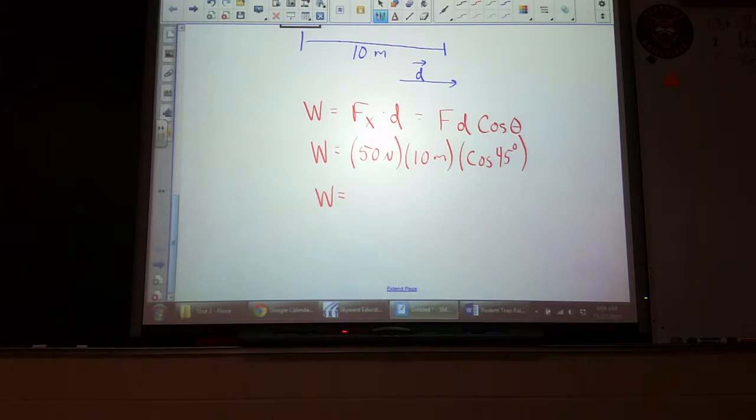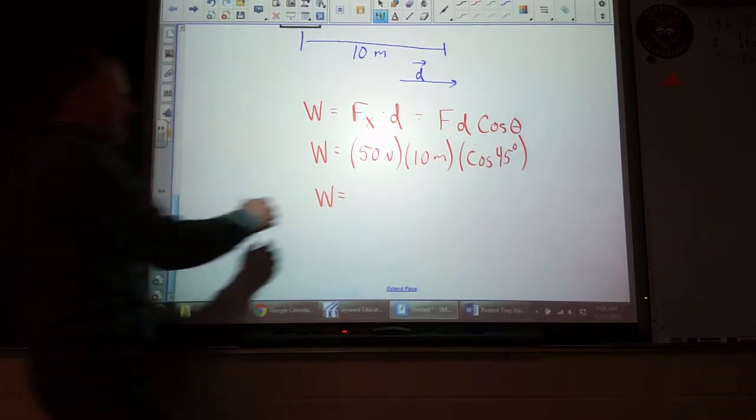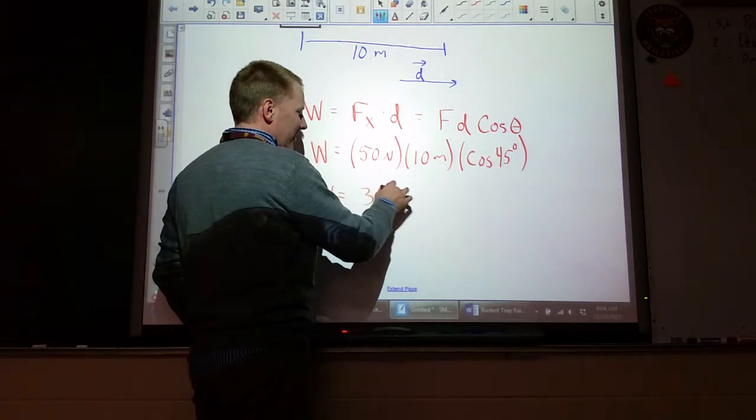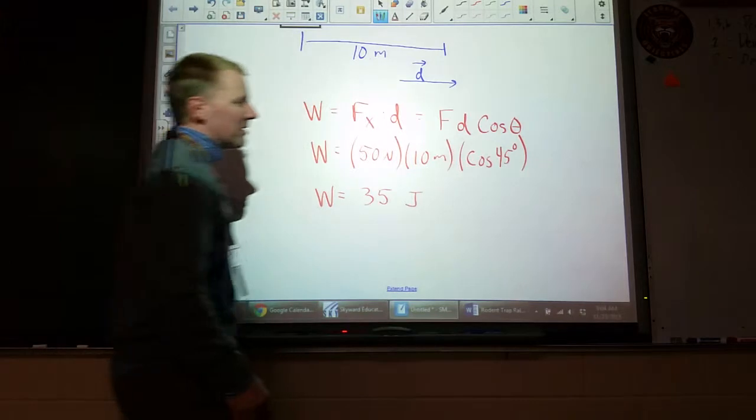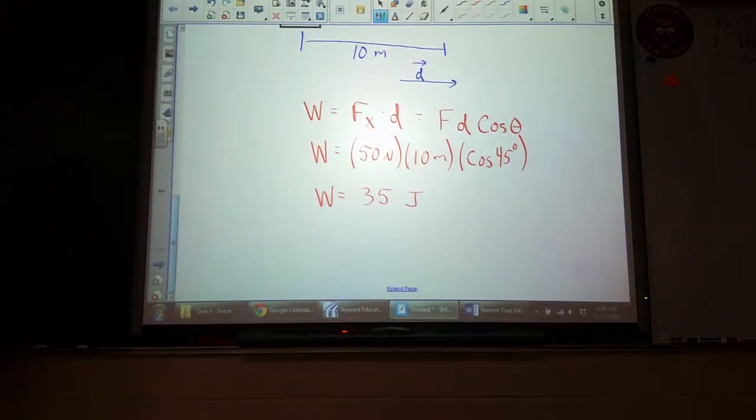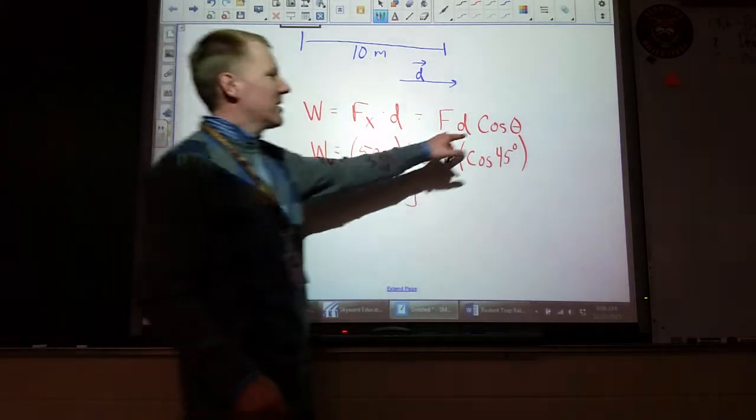Somebody got me? Ben? 35. 35.36, so 35 joules. So that's really the only trick with work. We have to figure out how much of that force is actually going parallel to our displacement, and that's where this handy cosine comes in.